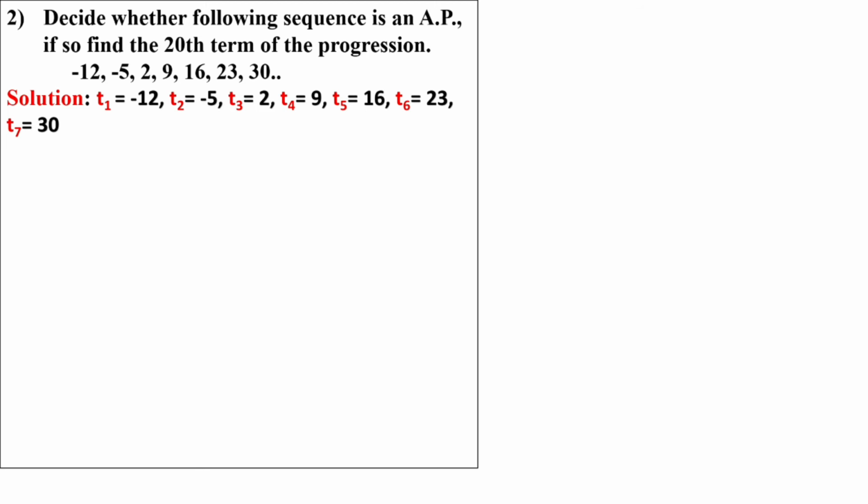First of all, we write T1 value is minus 12, T2 is minus 5. This way we go on writing. Now to find the value of D, what do we do? T2 minus T1. So T2 is minus 5, minus T1 is minus 12.